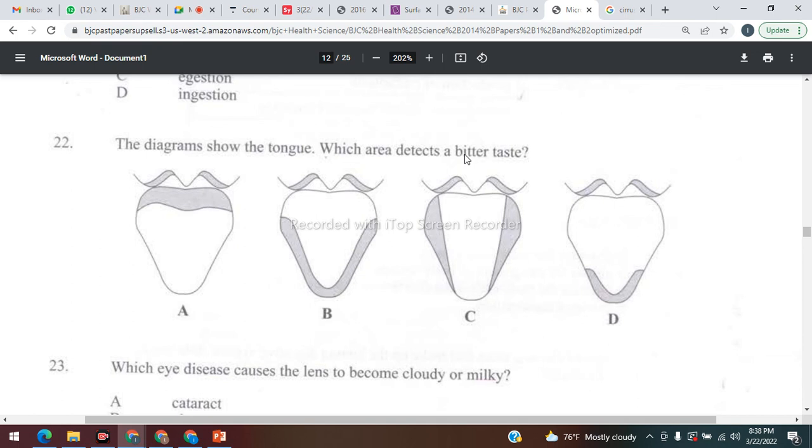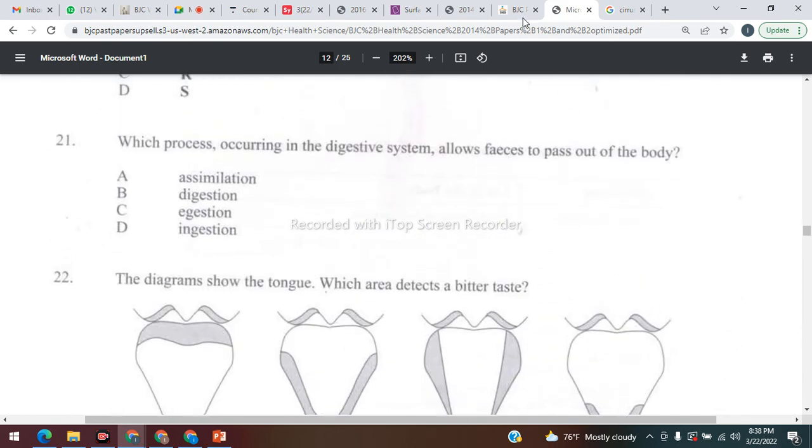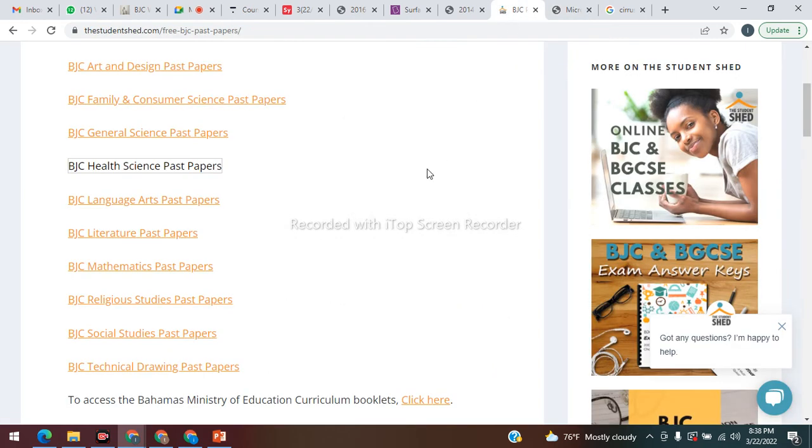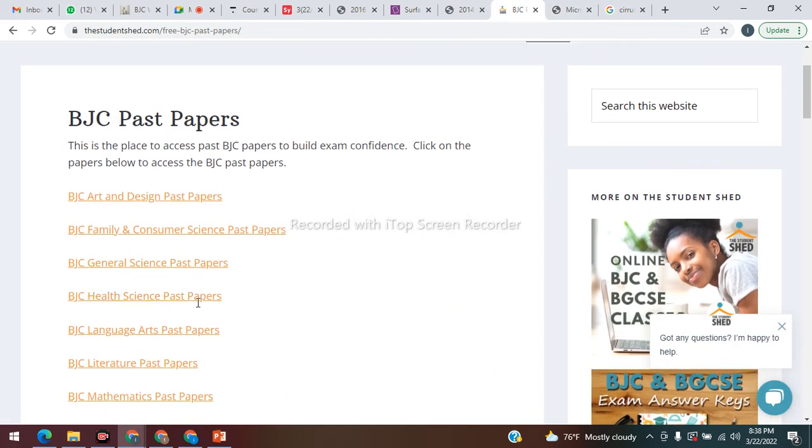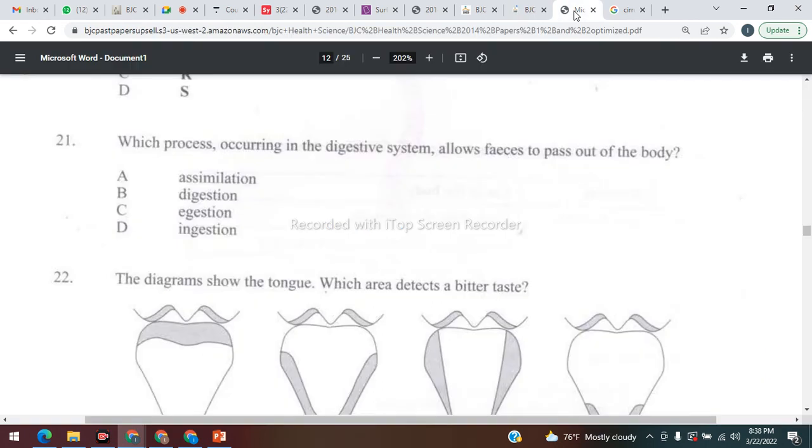B or I think it's A. B or C? B or C. I think it would be D, like dog. This is 2014, right, people? Yes, sir. Okay. Number 22.